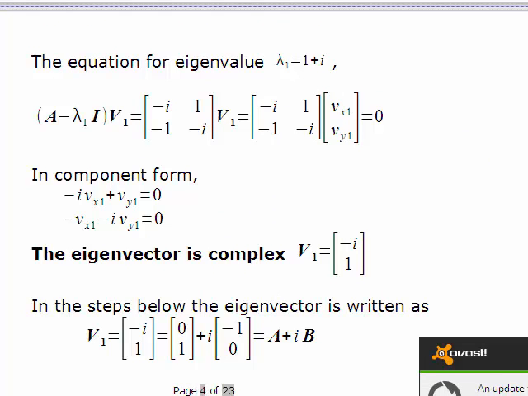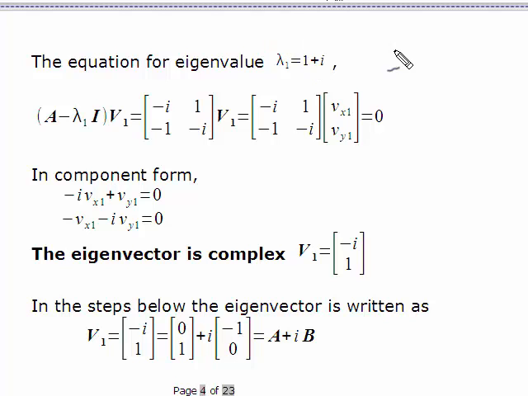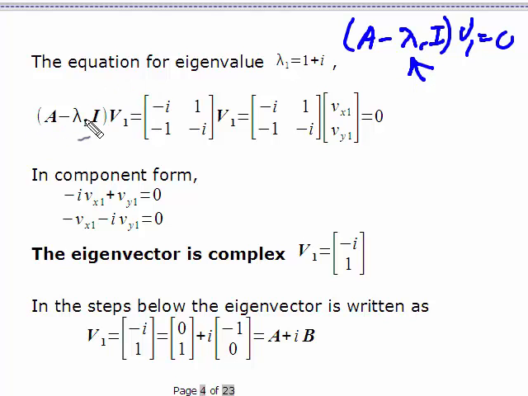Now the next step in solving this is to find the eigenvector, and we do it in the usual way. We're looking for v1 such that A minus lambda 1 I times v1 is 0. Remember, this is complex. So when I put this through the equation, A wasn't complex, but this is complex, and I end up with a complex matrix here times v1, and that has to be the zero vector.